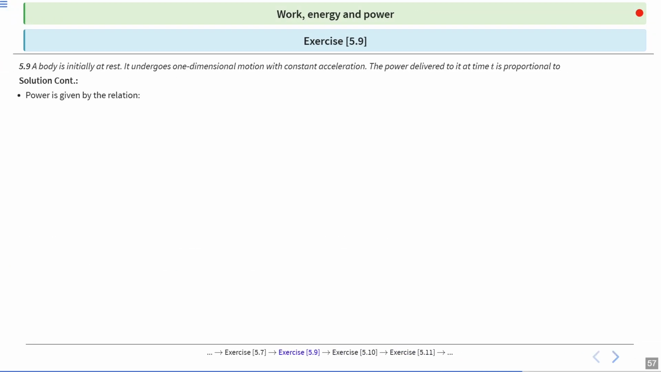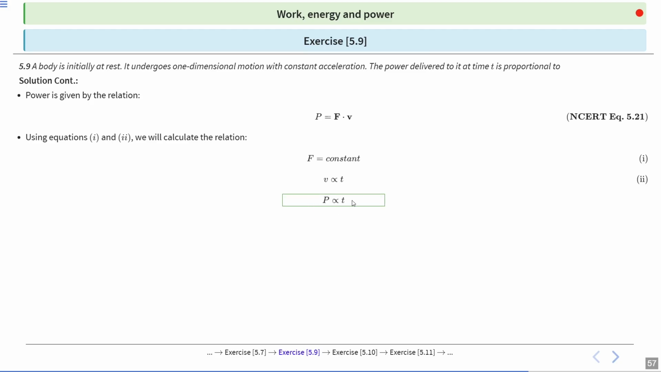So power is given by the relation: power is equal to force into velocity. Using equations first and second, we will calculate the relation. F is equal to constant, this is equation first. The second equation is v is directly proportional to t. When we use these two equations, it is clear that power is directly proportional to t. Hence the power is directly proportional to t.